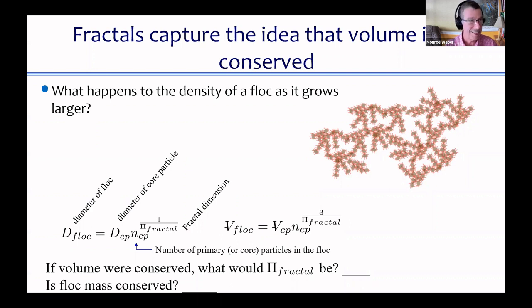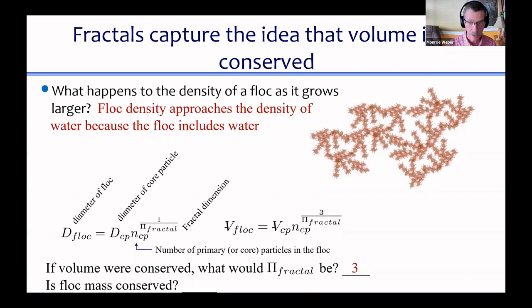And we can describe this new crazy geometry of these things that are just aggregating, where each time it aggregates, you get more water embedded into the flock. We can describe this using this simple geometry where pi fractal is no longer 3, it's going to actually be closer to 2. And it also means that the flock density decreases as it gets bigger.